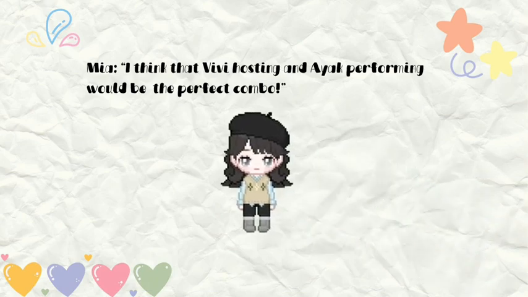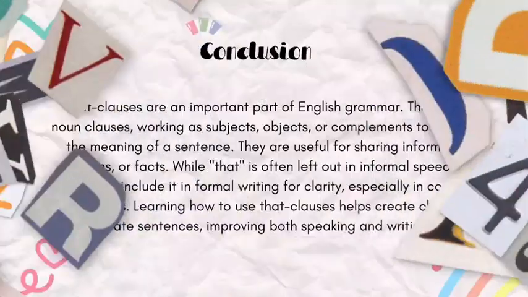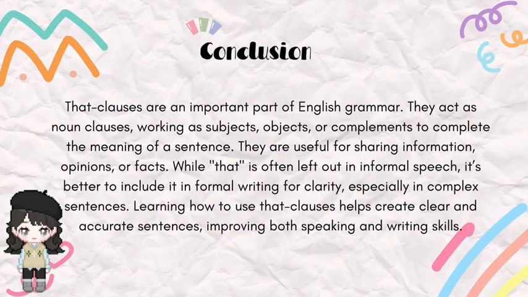So, Mia said, I think that Vivi hosting and Aya performing would be the perfect combo. The function of it indicates Mia's opinion or doubt about the idea of Vivi hosting and Aya performing. Okay, so that is the explanation and example conversation using that clause from us.